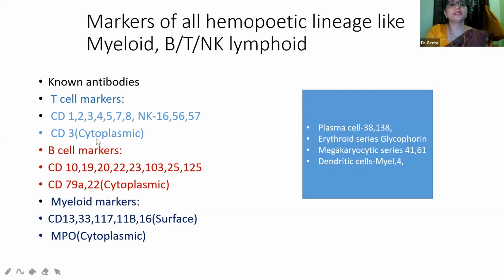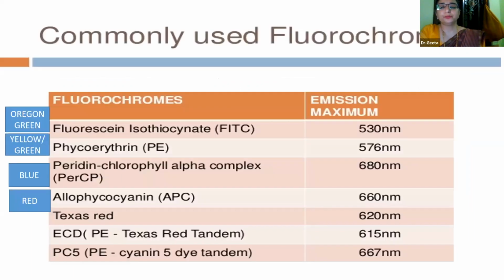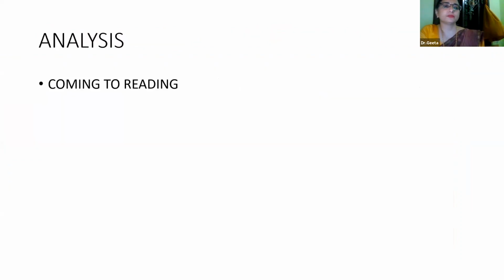Each tube is analyzed separately, mixed with a sample pellet, then incubated and run on the flow cytometer. The panels could be generated or can be worked out using guidelines. In our center, we use the Euroflow guidelines. It's also important to have controls for each experiment. These are the common fluorochromes that we use.